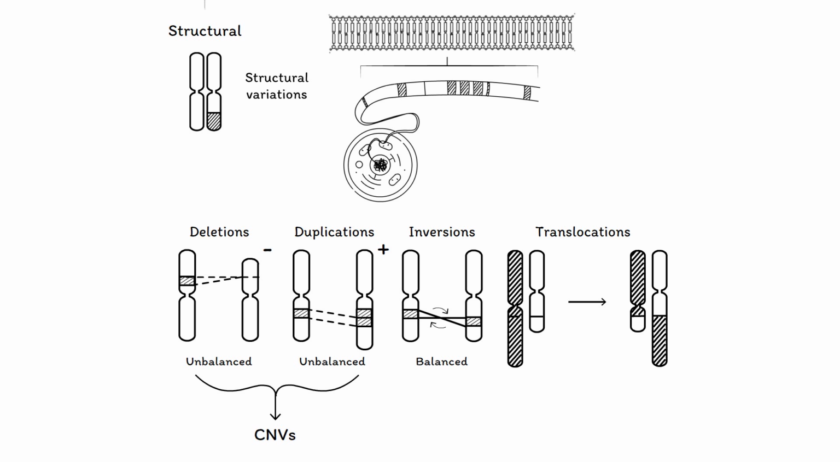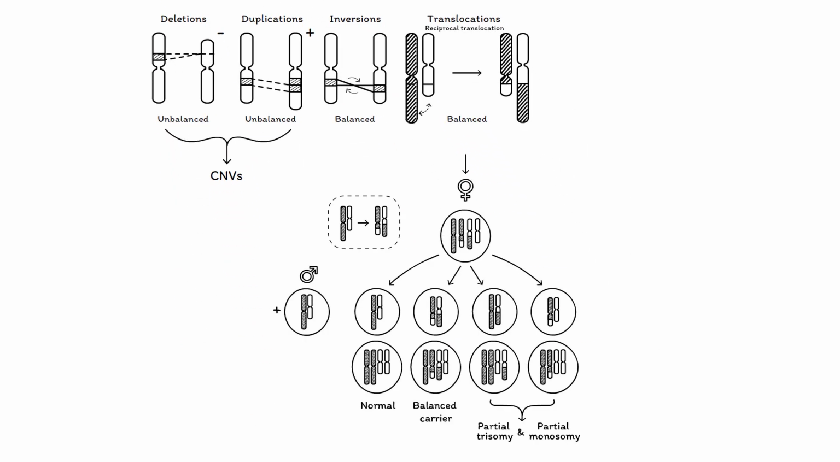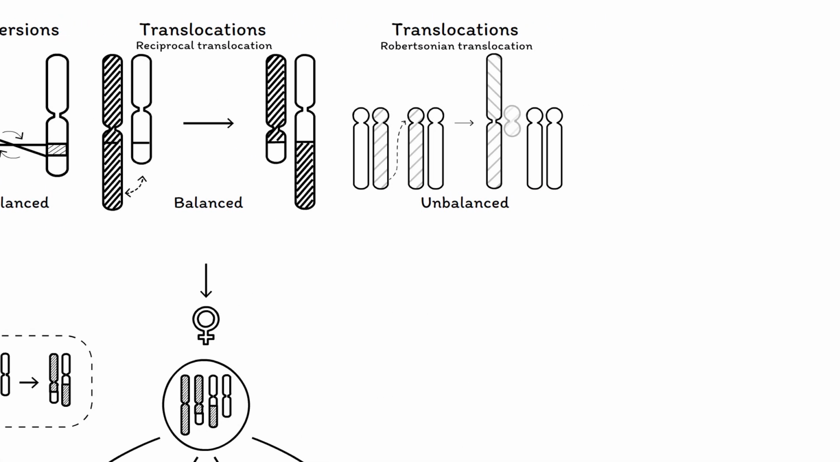Translocations can be both. When they are balanced, they are called reciprocal translocation, as parts of two different chromosomes exchange material. However, the carrier of a balanced reciprocal translocation can pass on the genetic material in an unbalanced manner. Unbalanced translocations include Robertsonian translocations, a one-way transfer from one chromosome to another homologous or non-homologous chromosome.